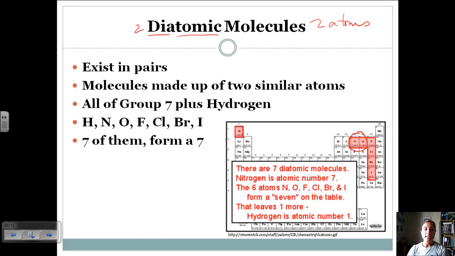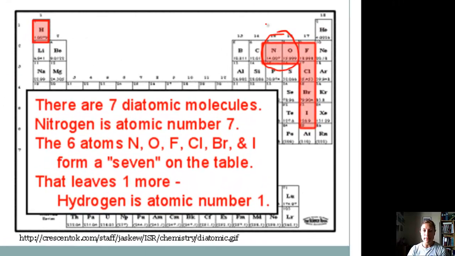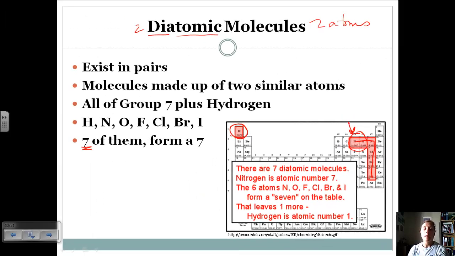Now, the way that I learned it in college is that there are 7 of them, and they form a 7. So we start at atomic number 7, which is nitrogen, and then we form a 7. So nitrogen, oxygen, fluorine, now we're going to group 7, and then we go down: chlorine, bromine, iodine. Then you have to remember there's one more, and that's hydrogen, and hydrogen is atomic number 1. So that's how I know them.